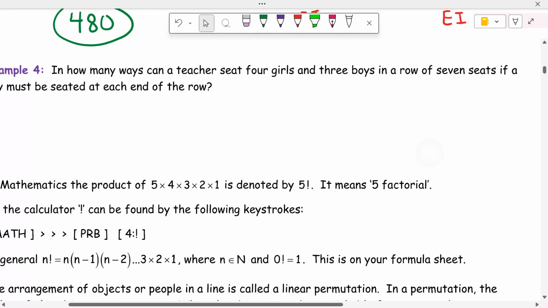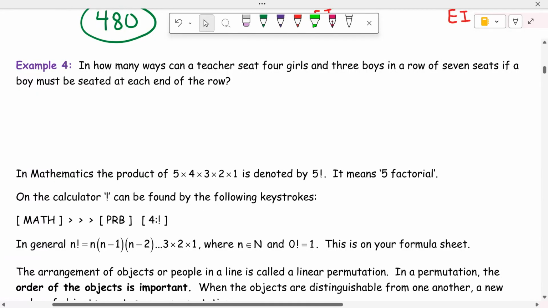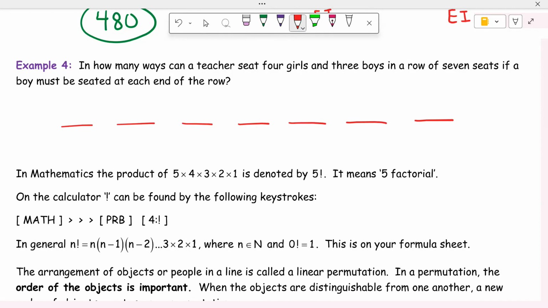Okay. So last little guy here before I show you a new notation. Here it says, in how many ways can a teacher sit 4 girls and 3 boys in a row of 7 seats if a boy must be seated at the end of each row? So 1, 2, 3, 4, 5, 6, 7, a row of 7. This has to be a boy and this has to be a boy, and they don't care what's happening in the middle.